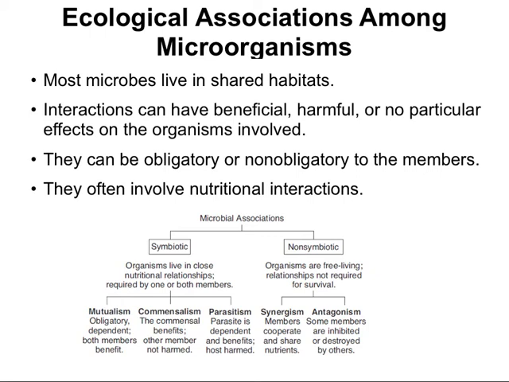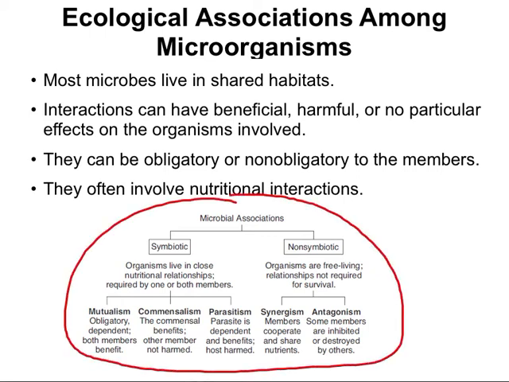Up until now, we've considered the abiotic influence on microbes, the oxygen content, the pH, so on and so forth. However, maybe even more important than that is the influence and growth of other microorganisms. So most microbes actually live in shared habitats. These interactions can either be beneficial, harmful, or of no particular consequence to the organisms involved. They may be obligatory relationships or not, and they often involve nutritional interactions. Here is a quick breakdown of these various relationships, a great figure for review.